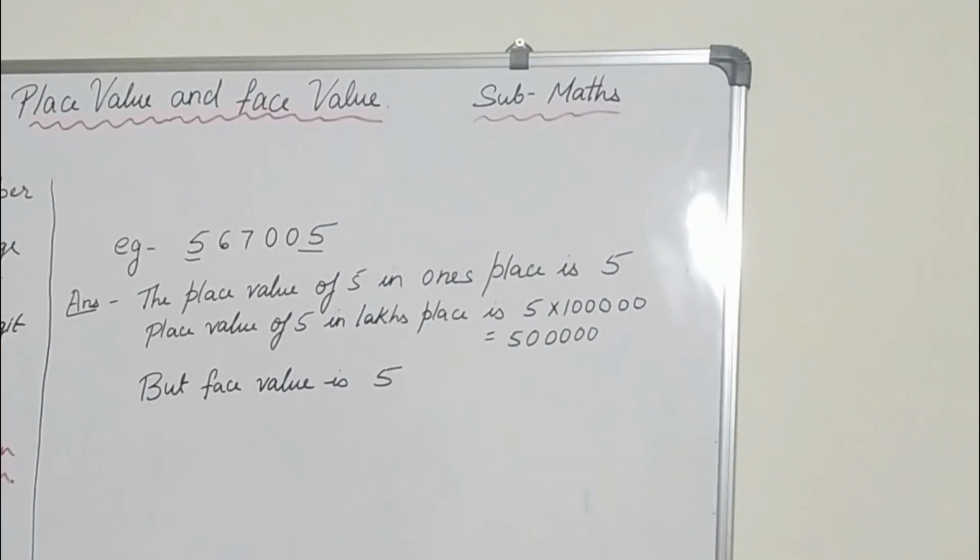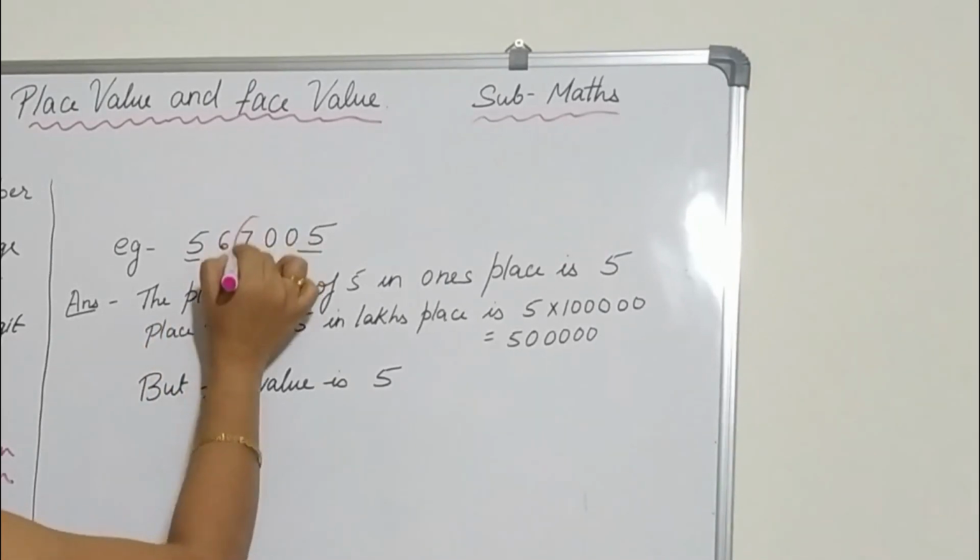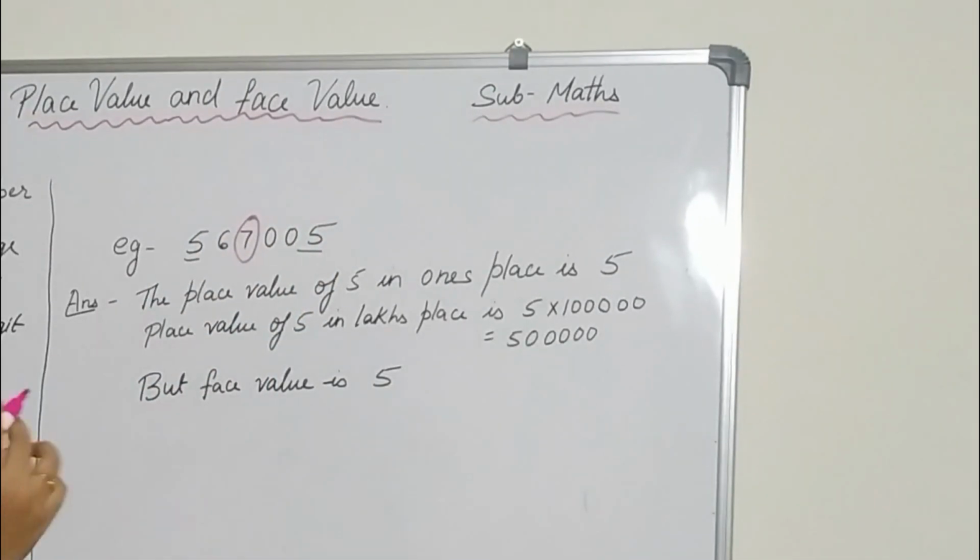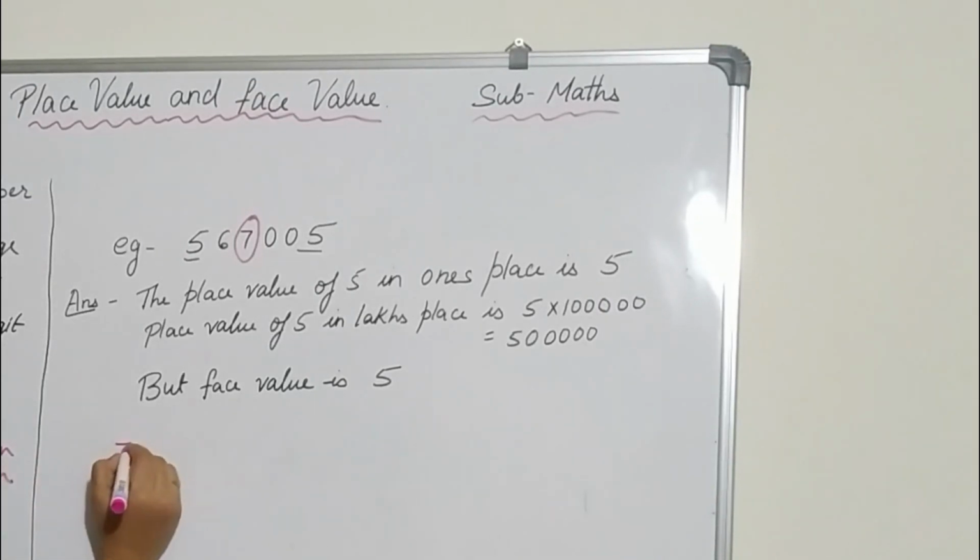Suppose we have to find the place value of 7 in this number. What is the place value of 7 in this number? The place value of 7 is 7 into, where it is placed?